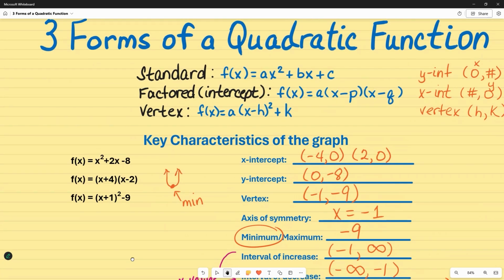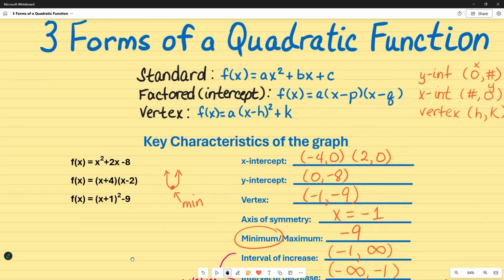So one more thing I did want to mention, if we were asked to find our axis of symmetry and it's not in vertex form, let's say it's in standard form, then you want to actually use this formula, and that's going to give you your x value of your vertex. And in order to find your y value, you would have to go back and substitute.